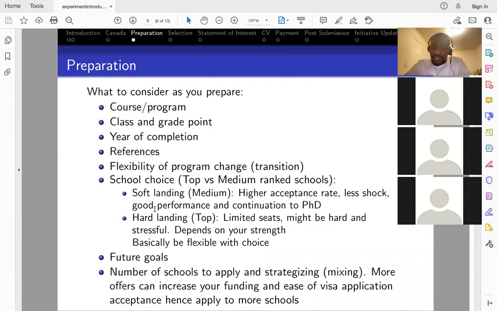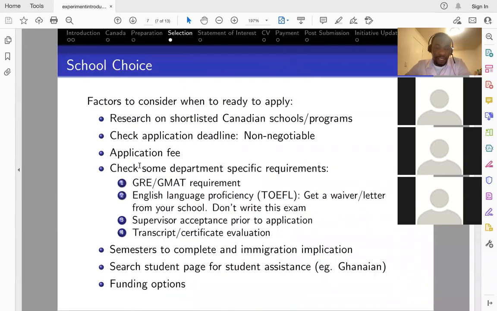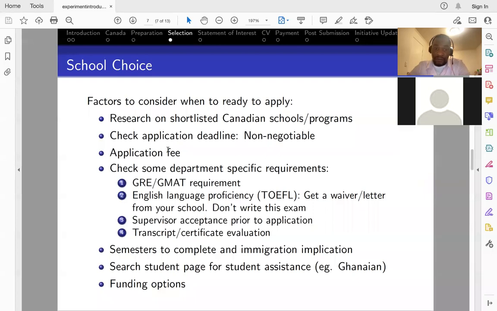So that's the second part in terms of trying to prepare. Now let's go ahead and see what might be the choice that you probably want to make. So you're done with everything that we spoke about. We're now interested in getting to know which school we want to apply to and how best we can prepare a package. Now, the very first thing we might want to do here is research some shortlisted schools.